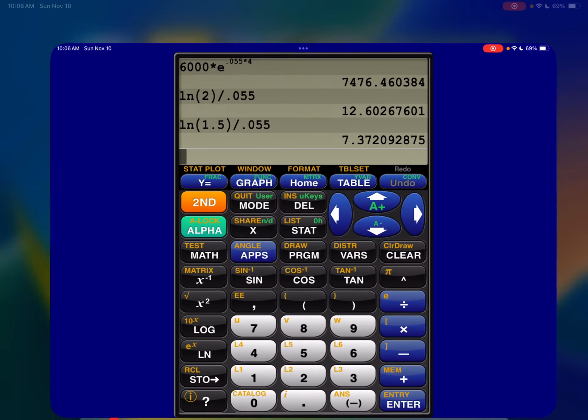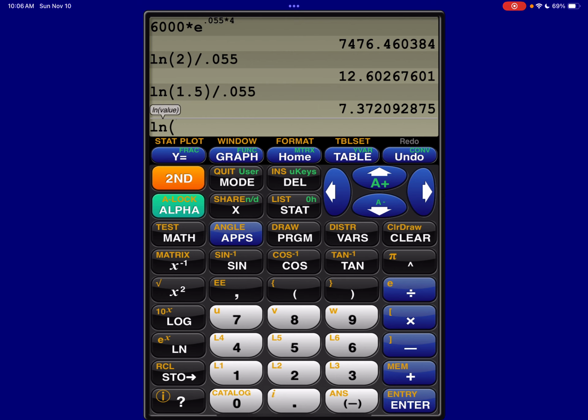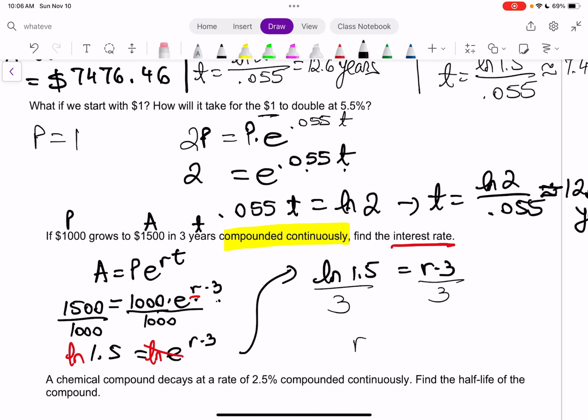So what is natural log of 1.5 divided by 3? 0.1352. So again, remember, rate is a percent kind of number. So again, to attach the percent symbol, you must go backwards and multiply by 100%. So 100% is 1, really. So it's the same value. It just has a percent symbol attached to it. Okay.